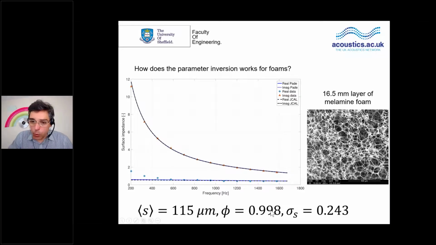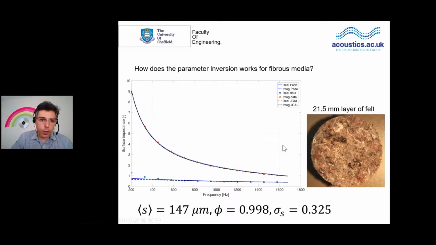Porosity of the material is close to 1, which you expect, because melamine foam is amazingly light. And to be honest, porosity doesn't really make much difference to the prediction as long as it's high enough. And the standard deviation of pore size is quite small, which means that the tortuosity is quite low. And this is done for 16.5 millimeter melamine foam, which is a very standard material used in noise control applications.